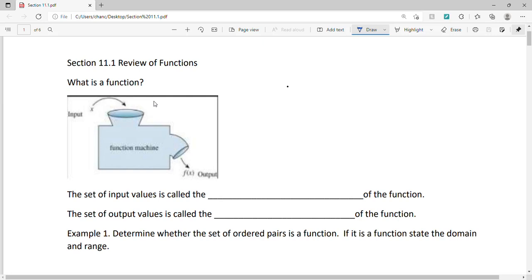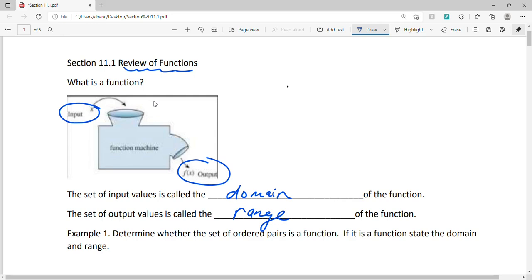In section 11.1, let's review functions. What is a function? A function is a machine where we enter an input, let's say x, and we get an output, and we'll call this output f of x. The set of input values is called the domain of the function, and the set of output values is called the range.